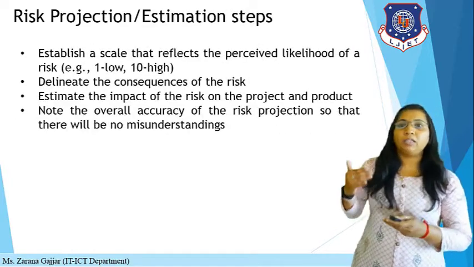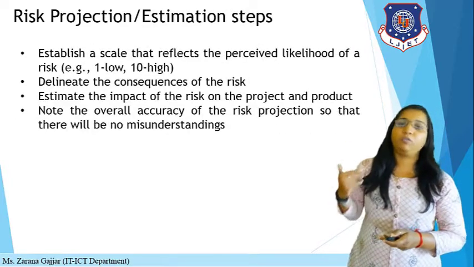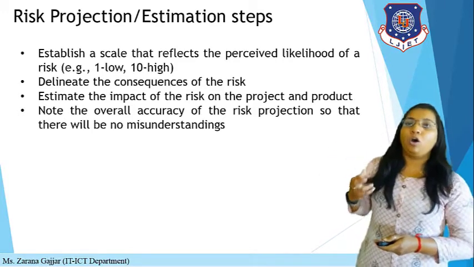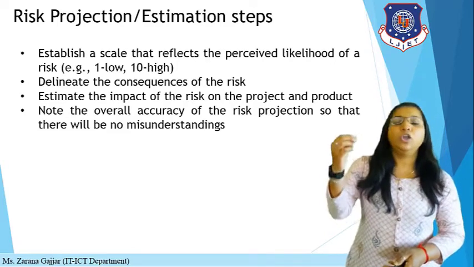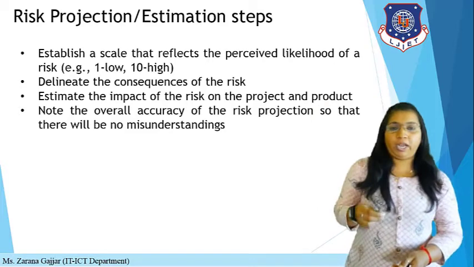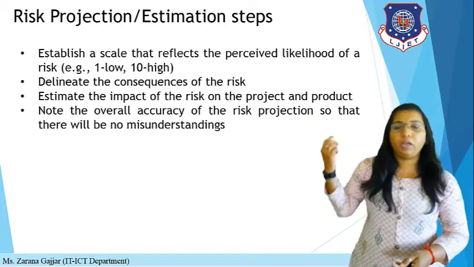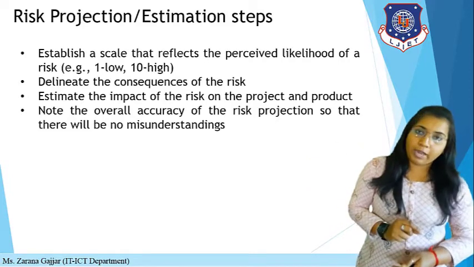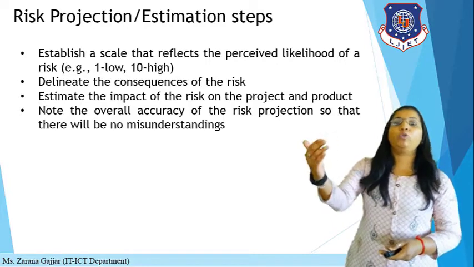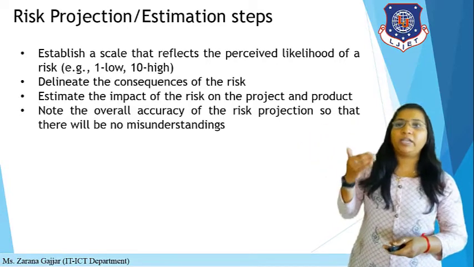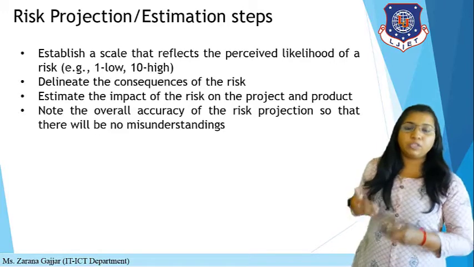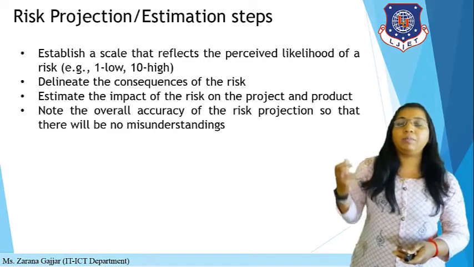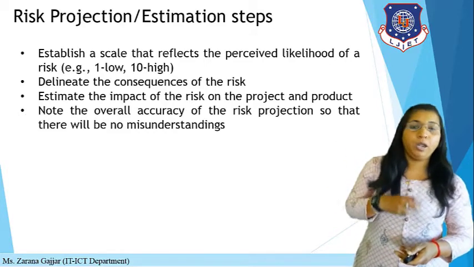So what are the 4 steps of risk projection? The first step is to establish a scale that reflects the perceived likelihood of a risk. That means you have to give a number from 1 to 10 to the particular risk. If you give rank 1, then it is a low risk, and if you give 10, then it is a high risk. So this is the scale. Then you have to delineate the consequences of the risk, meaning you define what the consequences are for the particular risk.